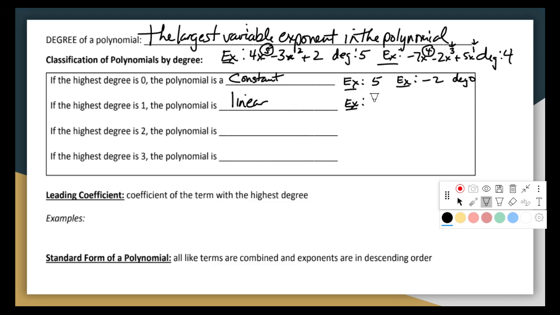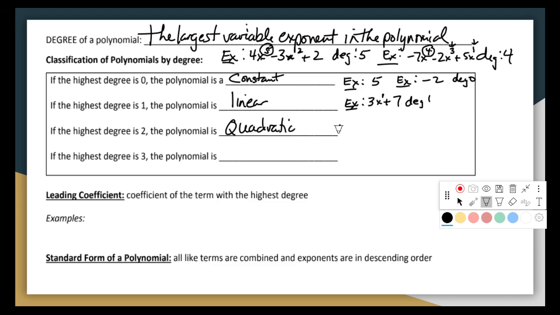So degree 1 looks like this, 3x plus 7. There's a variable here, there's an x, there's no exponent on it, so there's really a 1 there, we don't see it. And the highest variable exponent here is that 1. So this is degree 1. We call it linear. If the highest degree is 2, the polynomial is quadratic.